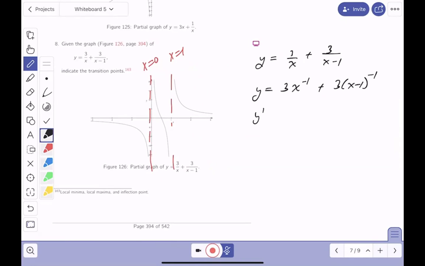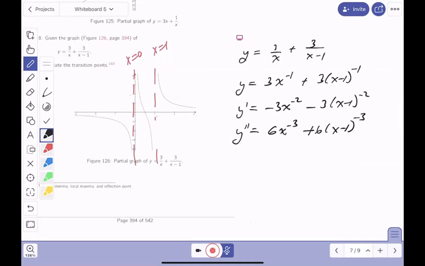And what's y prime? Well, it's going to be minus 3x to the minus 2, minus 3(x minus 1) to the minus 2. I can write down y double prime too, really quickly, by the way. What's going to be 6x to the minus 3, plus 6(x minus 1) to the minus 3. So that's not so bad.